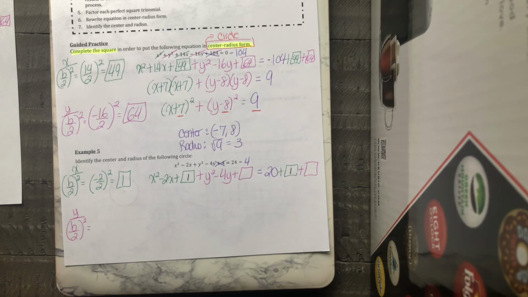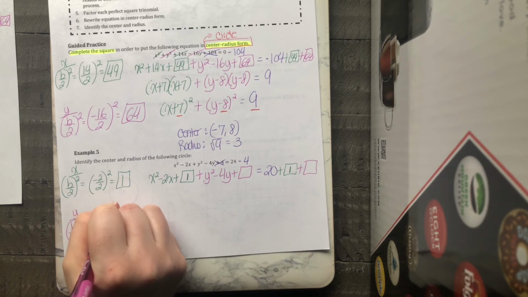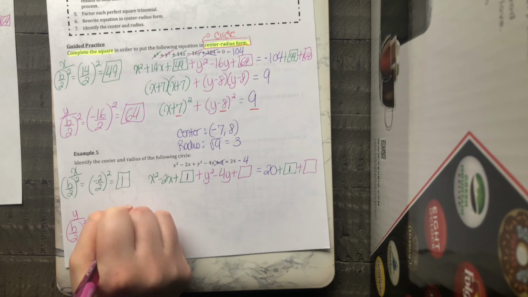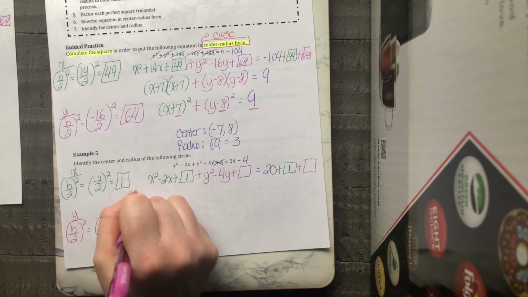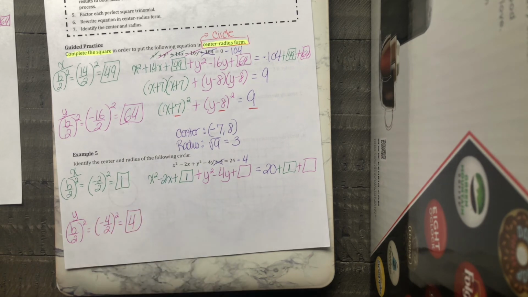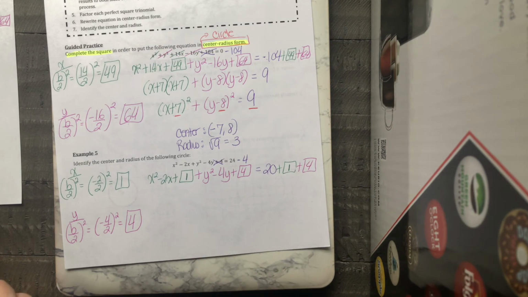Now I'm going to do it for y. My y value here that I'm going to plug in as my b is my -4. So again, -4 divided by 2 squared is what I'm plugging in here. So I'm going to half it and square it. -4 divided by 2 is -2, but -2 squared is actually +4. All right, and again, that's what goes in my box. +4 on both.